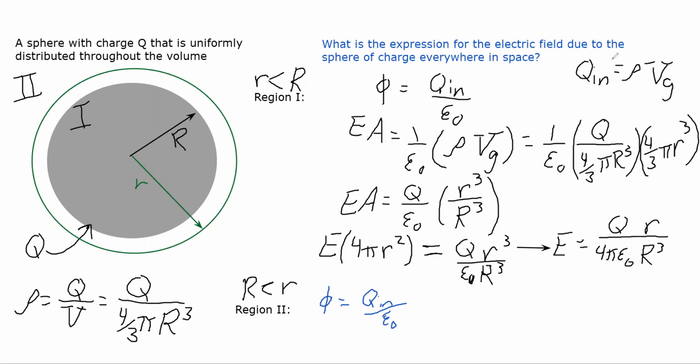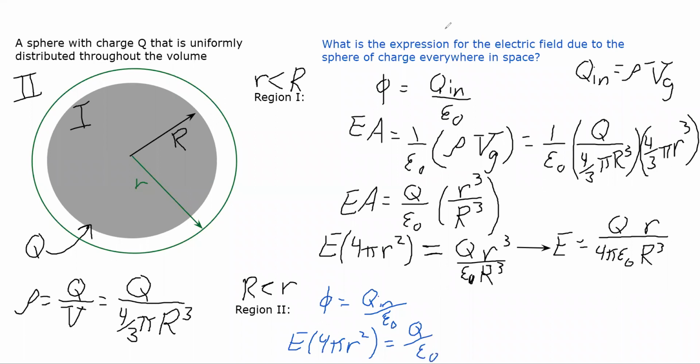So everything's almost the same. My flux is still EA, so it's still E 4 pi r squared, lowercase r. That side doesn't change. What about the right side? How much charge is inside my Gaussian surface here? How much charge is inside my green circle? Well, in the last video, I talked about this, and the charge that's inside is just all this charge here, which we say is Q. So charge inside over epsilon 0 is just equal to Q over epsilon 0.